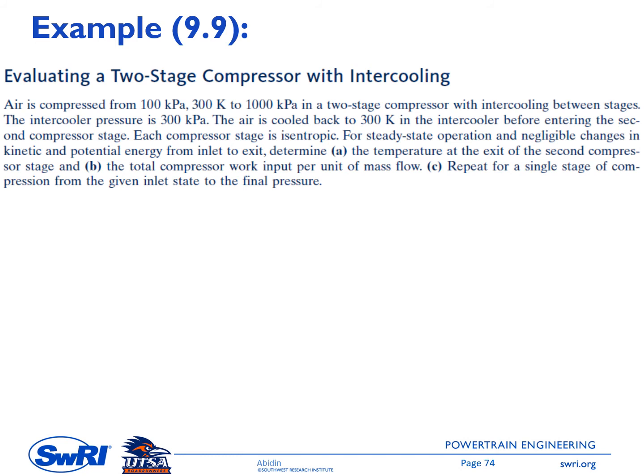Each compressor stage is isentropic, and for steady state operation and negligible change in kinetic and potential energy from inlet to exit, determine the temperature at the exit of the second compressor stage. B is the total compressor work input per unit of mass flow, and C is to repeat for a single stage compression from the given inlet state to the final pressure. Okay, so this problem is just trying to focus on the two-stage compressor with intercooling.